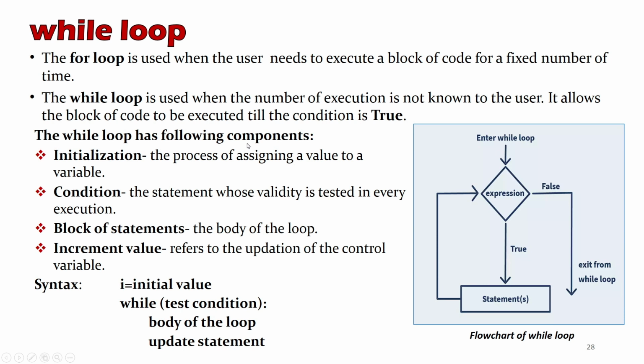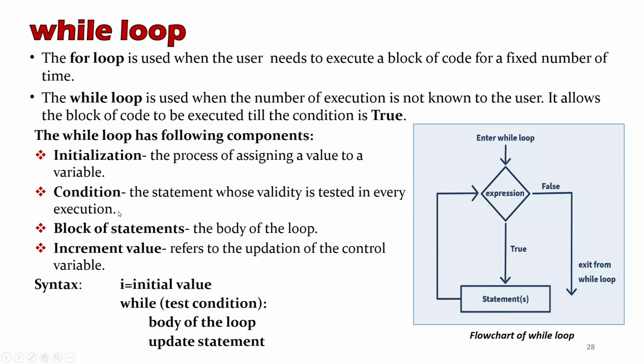So the while loop has the following components. Initialization: the process of assigning a value to a variable. In the for loop, we were putting for i in range, so there was no need to initialize any number; the first value in the for loop was the initial value. Here we have to explicitly initialize a variable with some value.